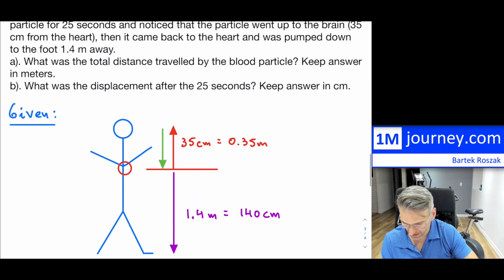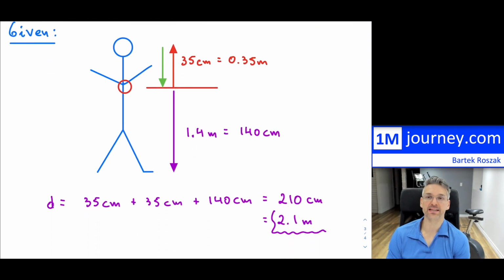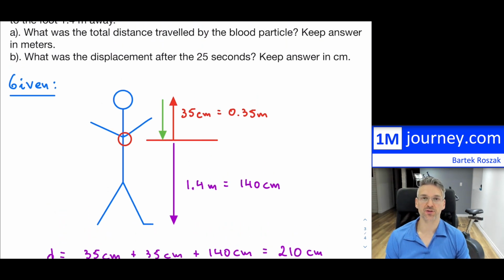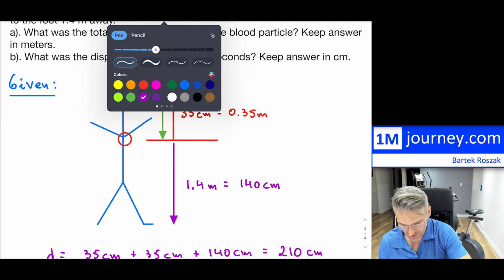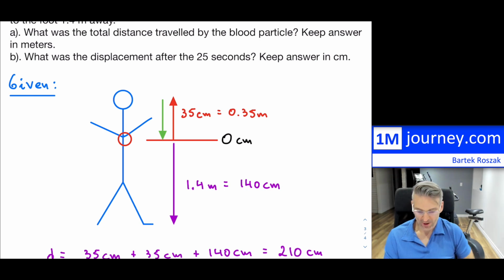And I think they keep answering in meters, so we'll keep it in meters here. So that would have been the distance traveled. Now, what was the displacement after the 25 seconds? Well, the displacement is different, because the displacement is going to be with respect to a reference point. So we need locations. So let's say this is our starting point, our origin, 0 centimeters or 0 meters. So this is our reference point here.